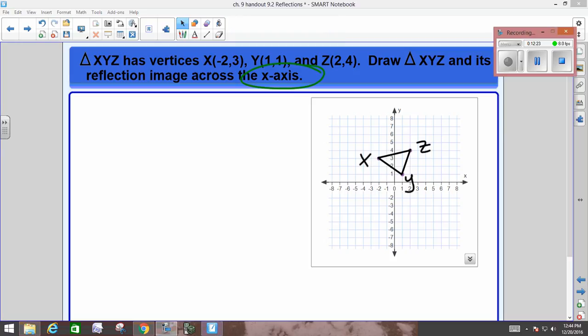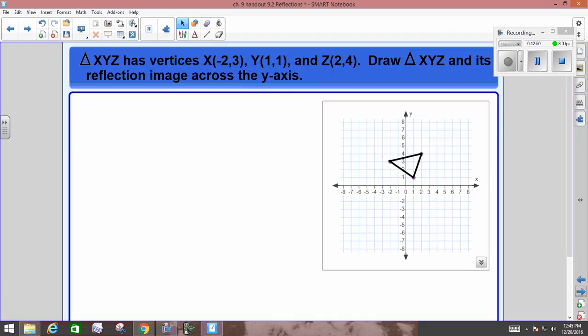All right, so XYZ across the x-axis, that's your horizontal one. So you're just counting the difference. Y is 1 above, so then Y prime becomes 1 below. X is 3 up, so 3 below. And Z is 4 above it, so then you're going to go 4 below it. Make sure you label your points, connect your dots. They should appear to be congruent to each other. You want them to be congruent. Are we good on the first one? Cool. If you haven't already, do the second one.